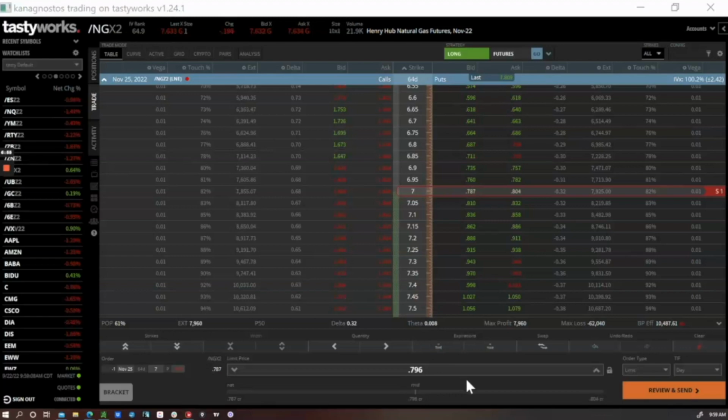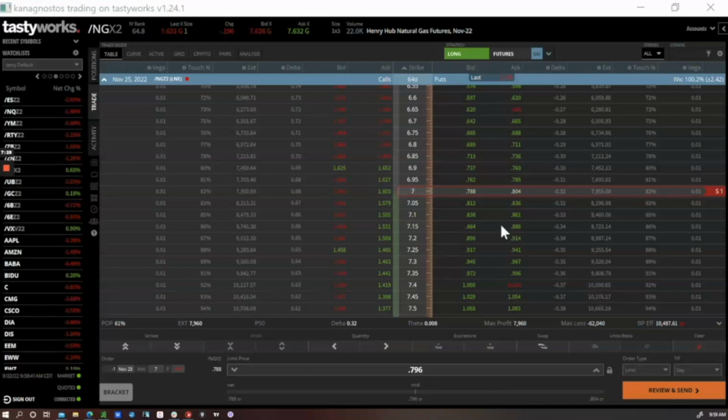This is showing a credit collected of 0.796. Now, since the notional on natural gas is 10,000, the credit collected is really $7,950. Now, this uses greater than $10,000 of buying power. If you'd prefer to use less buying power and/or you prefer a defined risk trade, you could go for a short put spread. Now, you can make the spread as wide as fits your account size and risk tolerance.